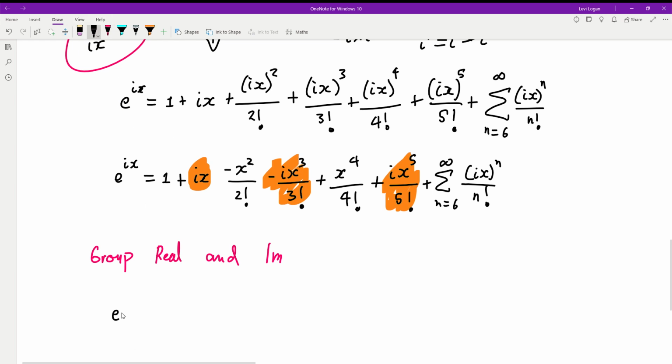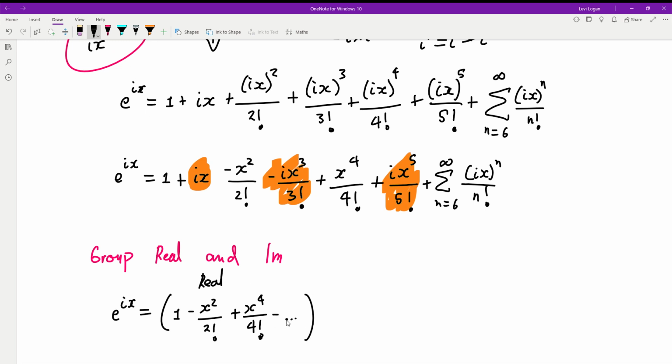So for the real terms, e to the ix is equivalent to, let's just put them in brackets, all the real terms here: 1 minus x squared on 2 factorial plus x to the 4 on 4 factorial minus and so on. So that's all the real terms there. Plus, and then I'm going to factor out an i because all of the remaining terms include i. So this will be x minus x cubed on 3 factorial plus x to the 5 on 5 factorial minus dot dot dot, all those terms there.